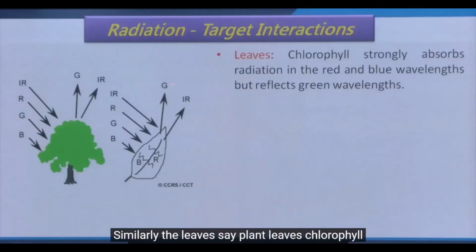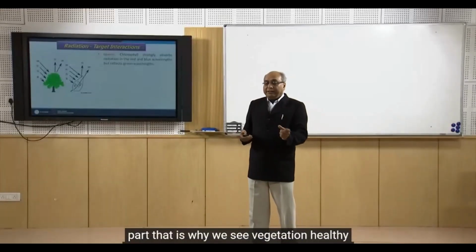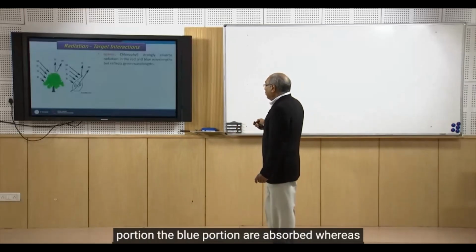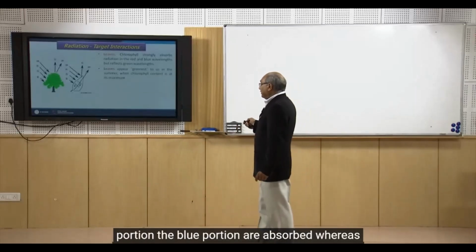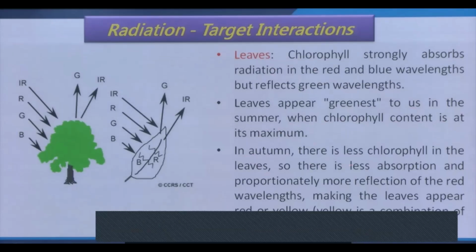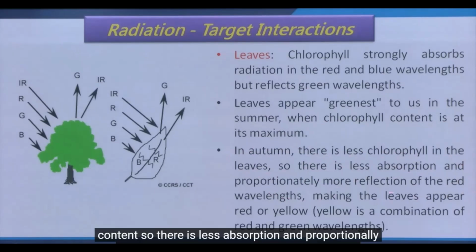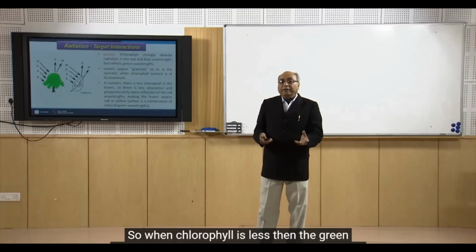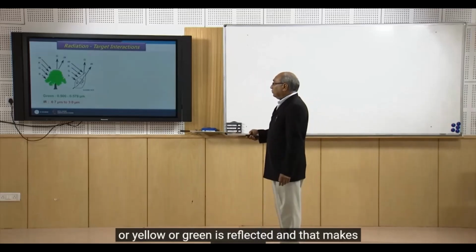Similarly, in plant leaves, the chlorophyll strongly absorbs radiation in the red and blue wavelengths, but reflects green, and that is why we see healthy vegetation generally green in the visible part, because the red and blue portions are absorbed, whereas the green is reflected. A leaf appears greenest to most of us in summer when chlorophyll content is at its maximum, depending on the season of different areas in the country or world over. In the autumn, when there is less chlorophyll content, there is less absorption and proportionally more reflection of red wavelength, making leaves appear either yellow or red, and yellow is a combination of red and green wavelengths. So when chlorophyll is less, the green is not reflected as much, whereas red is reflected, giving yellow.